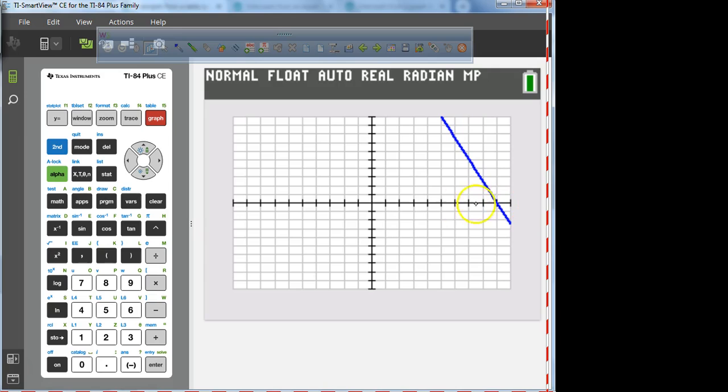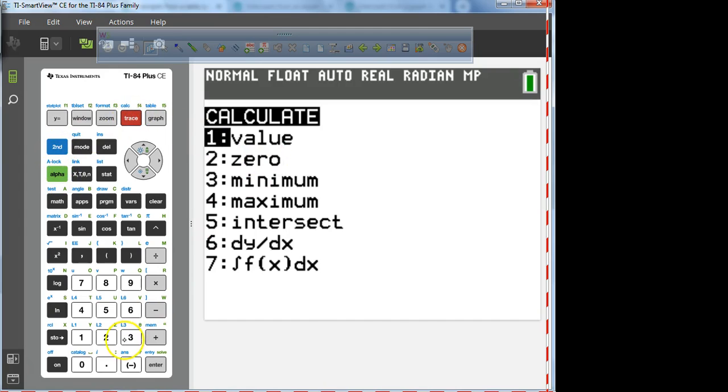You really want to know. If you can't count 1, 2, 3, 4, 5, 6, 7, 8, 9, you want to make sure, let's say it hit somewhere here, you weren't sure what the fraction was. You can still calculate the zero by doing second trace, and you're going to calculate the zero.